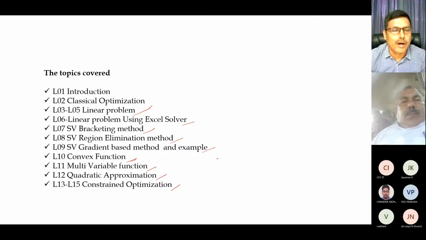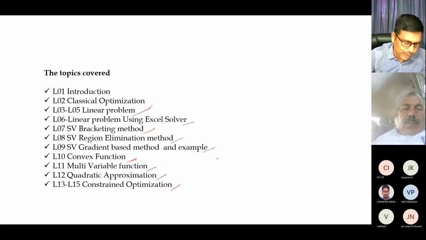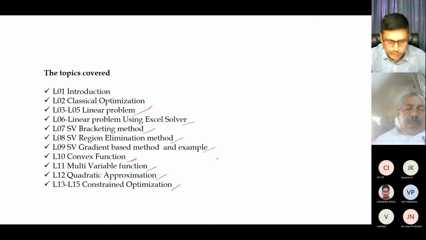So there are different functions. There are different penalty functions that you can use for converting your constrained optimization problem to an unconstrained optimization problem. And once your problem is an unconstrained optimization problem, the algorithms we have discussed so far can be applied for finding the solution of the problem.